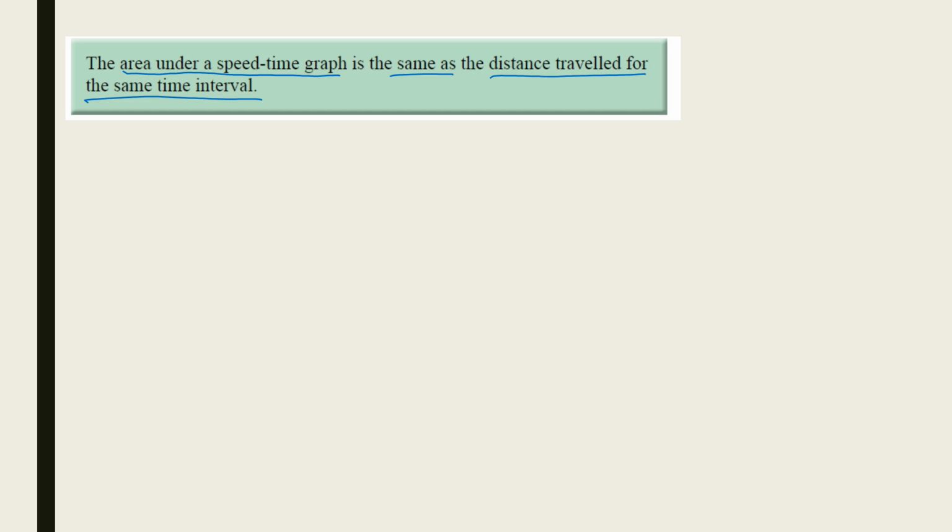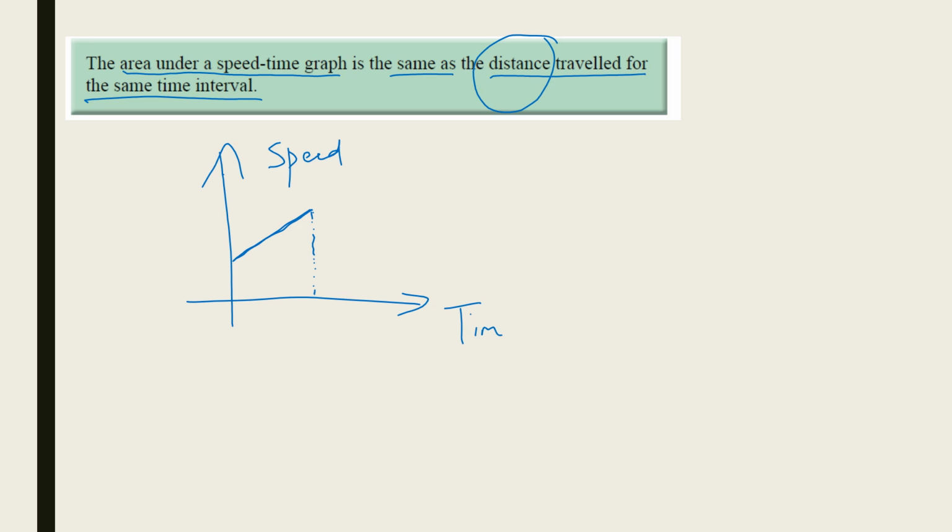Yeah, so if you have this graph, this is your speed, this is your time, it doesn't mean always rectangular. If you have something like this one, your graph is like this. So you can find the distance travelled from the speed time graph. Actually, you can find the distance. How to find the distance? You just find the area under the graph.